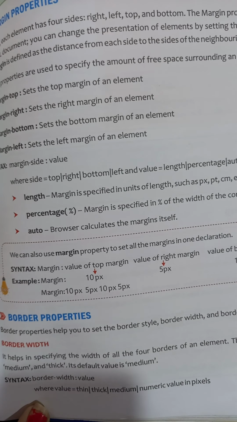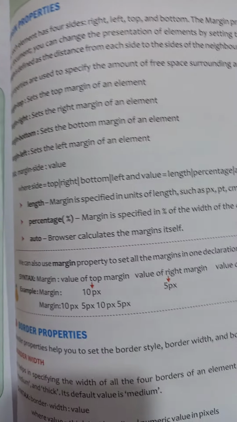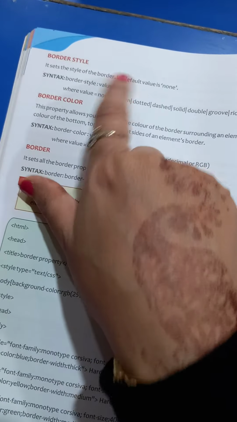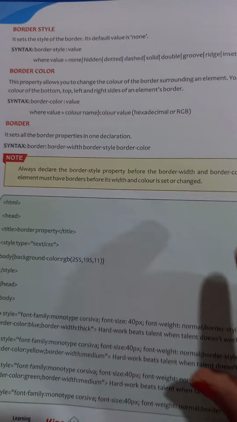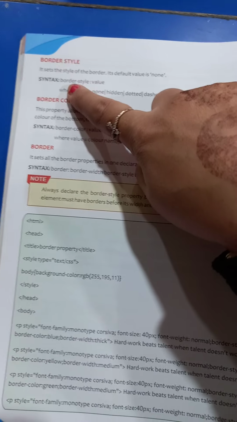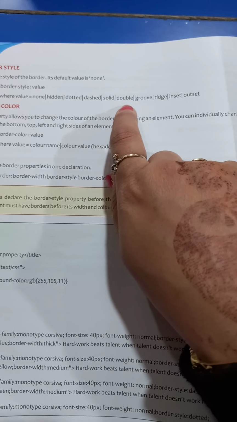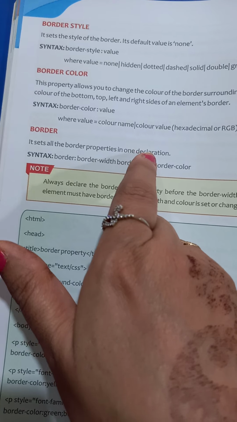Next is the border property. The border property helps you to set the border styles, border width, border color, everything. If you want to make borders for your table, it will apply different kinds of options on your borders. You can specify the border style, the border color, the border spaces, everything with the help of this border property. First we write border-style as value, where the value is none, hidden, dotted, dashed, solid, double, groove; anything you can choose, any color you can choose, or it sets all the border properties in one declaration.